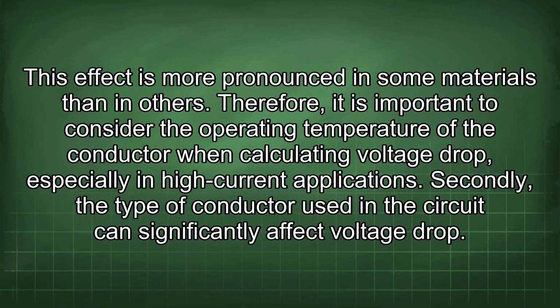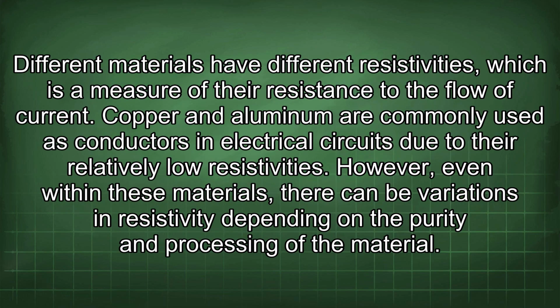Secondly, the type of conductor used in the circuit can significantly affect voltage drop. Different materials have different resistivities, which is a measure of their resistance to the flow of current. Copper and aluminum are commonly used as conductors in electrical circuits due to their relatively low resistivities. However, even within these materials, there can be variations in resistivity depending on the purity and processing of the material.